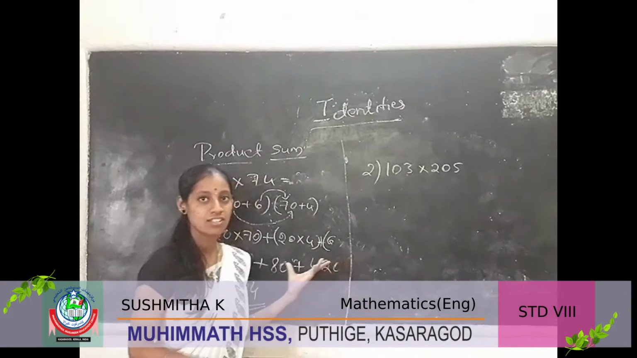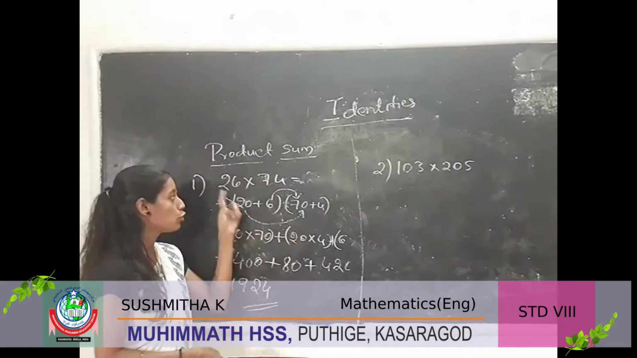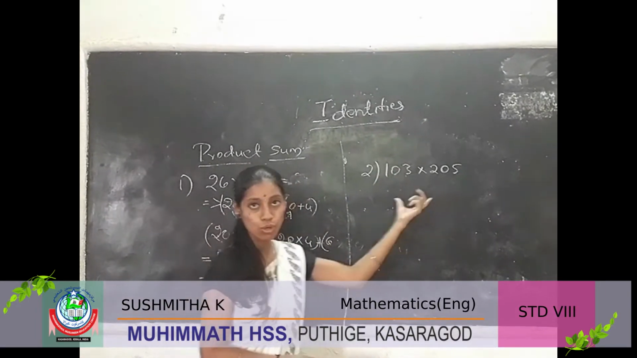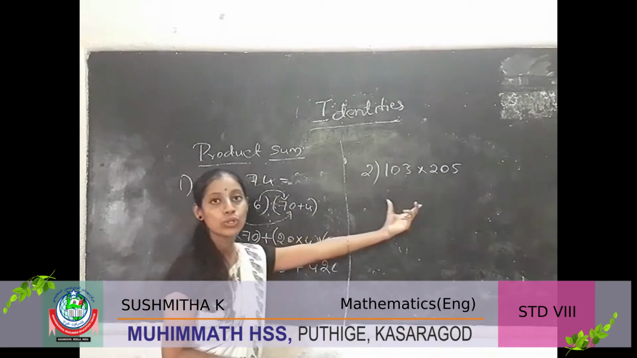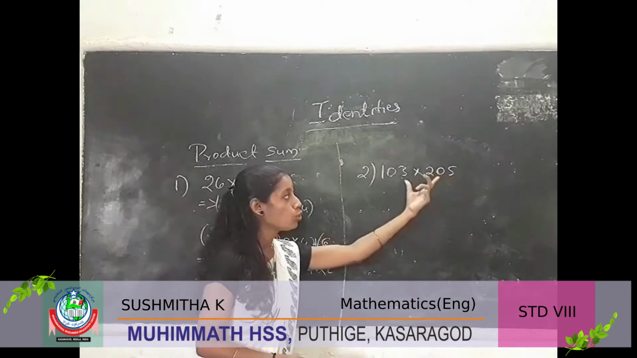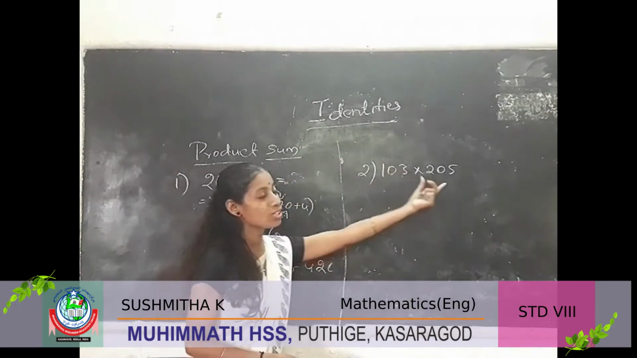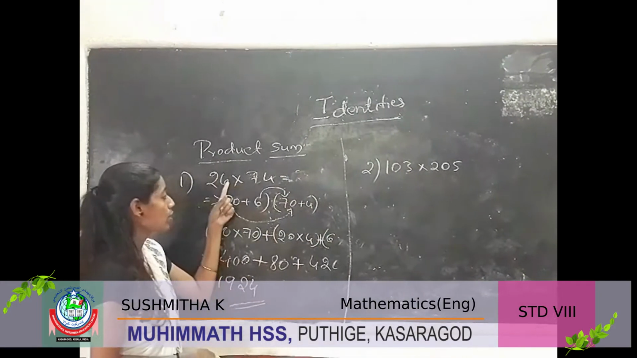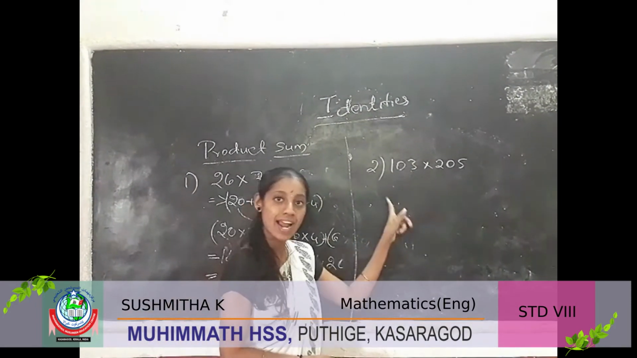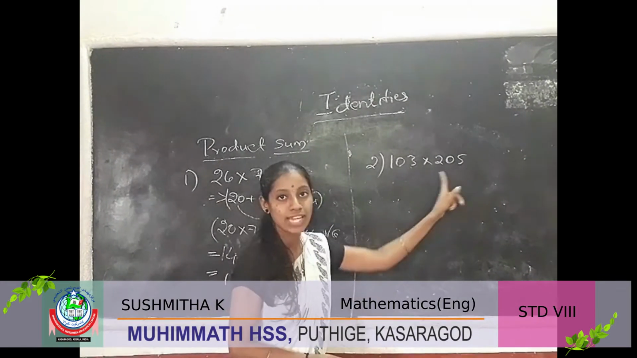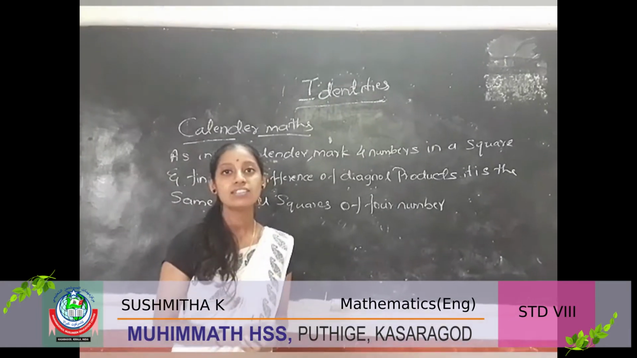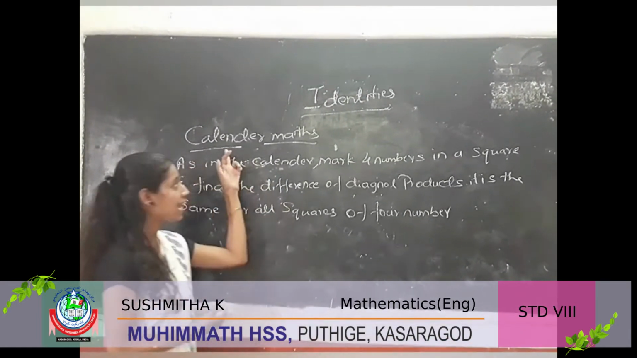And so this is a method to find 26 into 74. You should try this also, the same method, okay? This is the homework for you: 103 into 205. How to divide this number 103? Here 26 is 20 plus 6, so we can write 103 as 100 plus 3, and 205 we can write as 200 plus 5. The same method, okay?